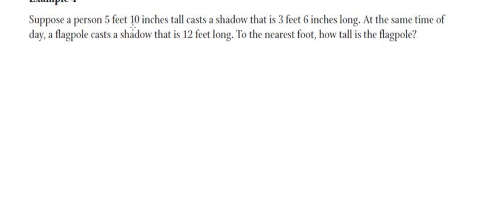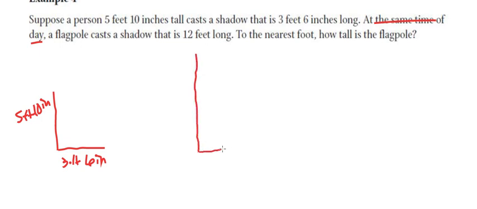Basically it says I've got a person that's 5 feet 10 inches tall casting a shadow here. So this is going to be my person. They're 5 feet 10 inches. This is going to be their shadow. That is 3 feet 6 inches. And it tells us now that at the same time of day, so this part is basically supposed to tell you that the angle of the sun is the same. So therefore we can assume that these triangles are similar. So it tells you that you have a flagpole that casts a shadow that is 12 feet long.